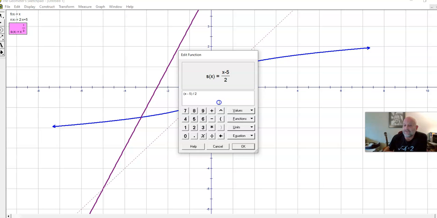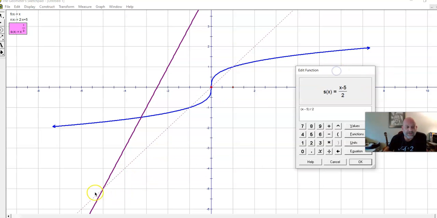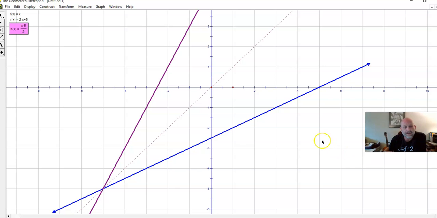If it really is the inverse, then when I graph this, what should happen is we should have something that is a reflection of this line across this line. Let's see what we get. Hey, and it is. If we pictured this as paper and folded it on the dotted line, these two guys would line up.